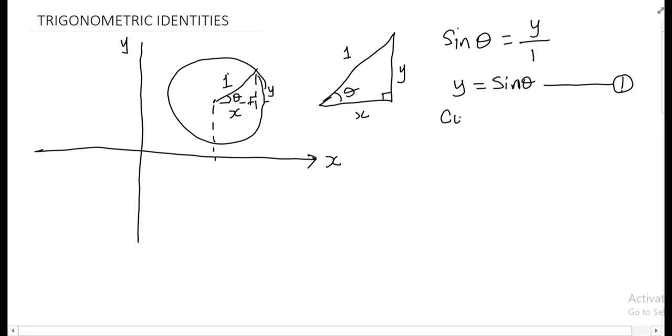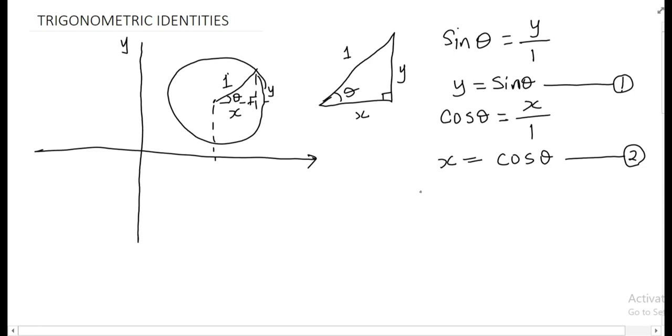Then for cos, you have cos theta equal to the adjacent side, which is x, all over the hypotenuse, which is 1. And cross multiplying, you have your x equal to cos theta times 1, which is cos theta. So let's say this is our equation 2. So we now have two equations here.